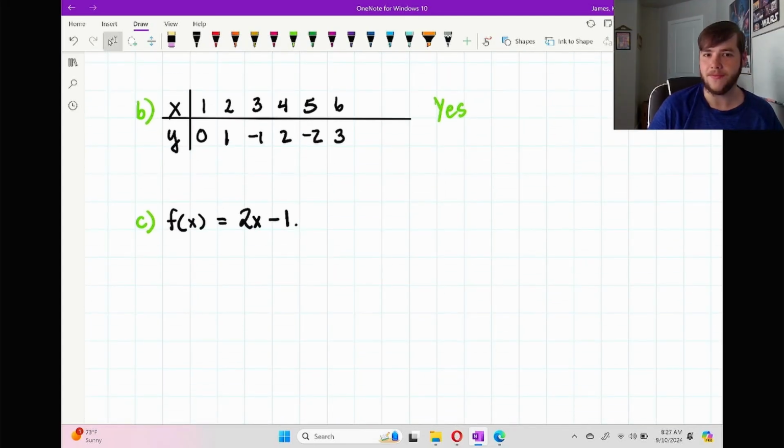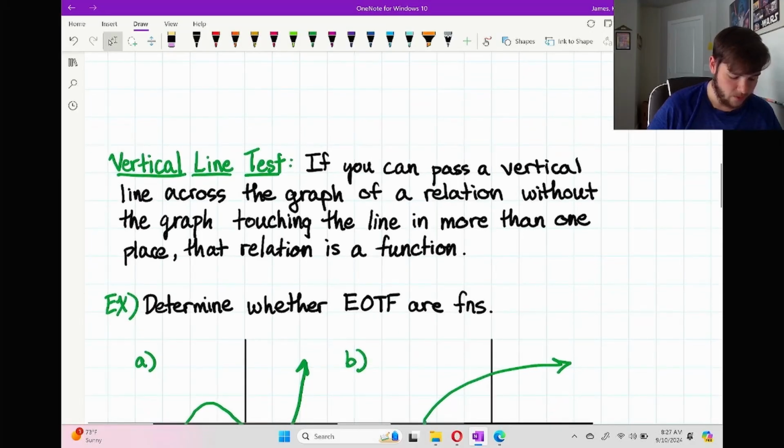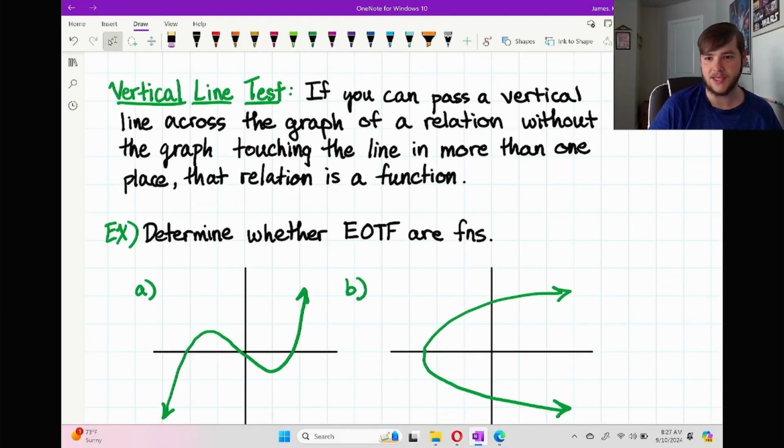How about part C? Is this a function? Well, this one's a little bit more complicated to tell. We might need to use another tool. That's where the vertical line test comes in handy. The vertical line test is a way that we can determine whether a relationship is a function based on the sketch of its graph. If you can pass a vertical line across the graph of a relation without it touching the line in more than one place, it's a function.